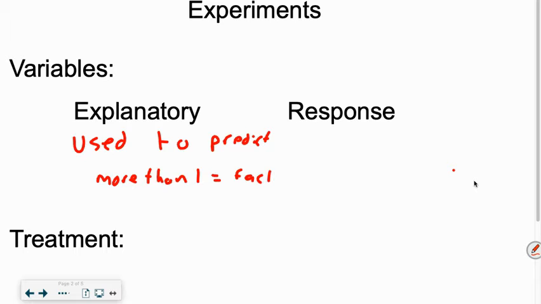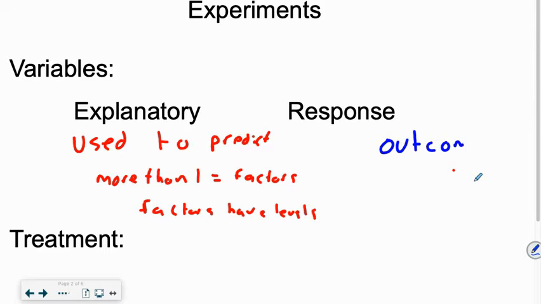All right, so then with experiments, we have an explanatory and response variable. We use the explanatory to predict. If there's more than one, we call them factors. And factors have levels. The response variable is your outcome. So what is the explanatory variable doing? The treatment is what is done to the participants.